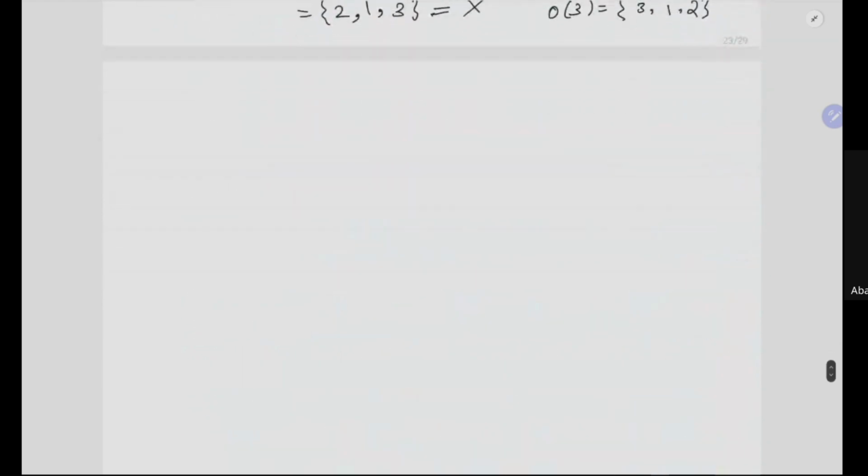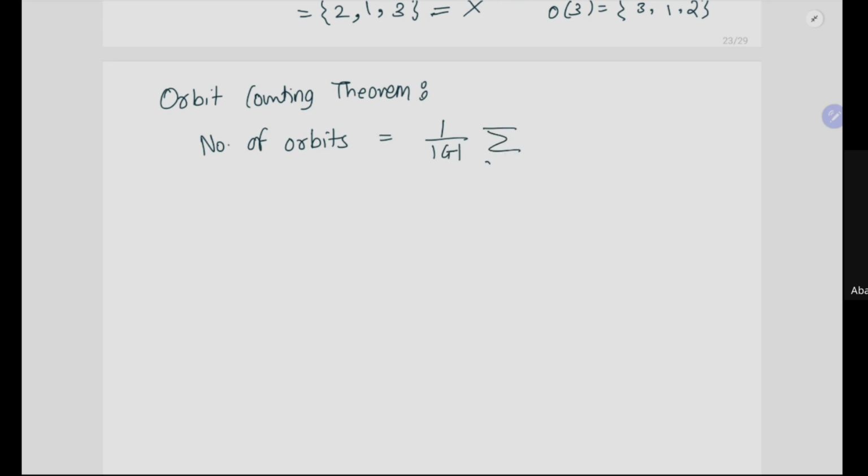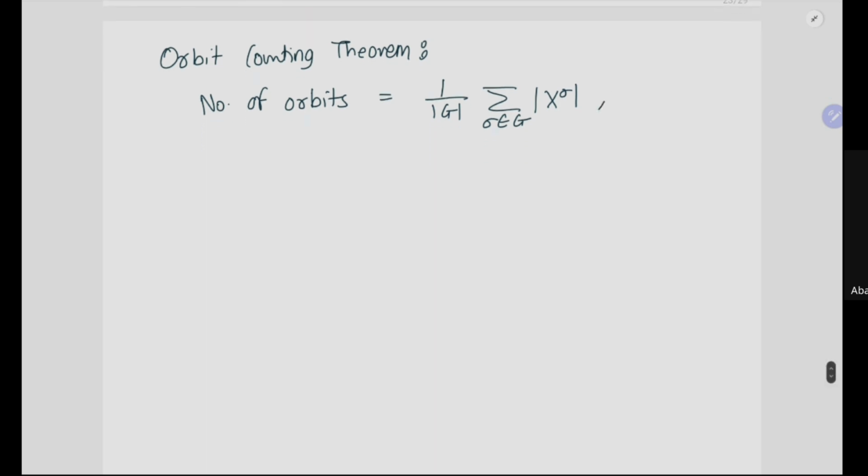There is something called the orbit counting theorem. It says that the number of orbits is equal to 1 by the order of G, times the summation over sigma belonging to G of x power sigma. I will explain everything. What is this x power sigma? It is the set of all x in X such that sigma of x is x.